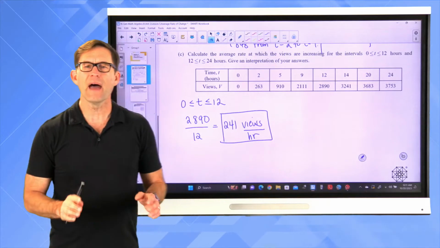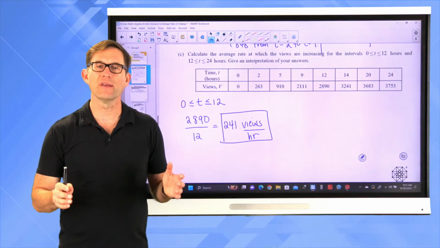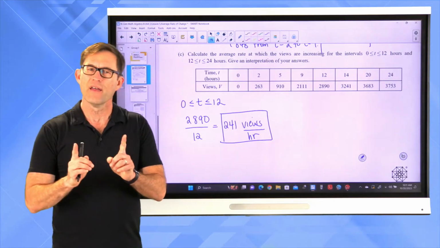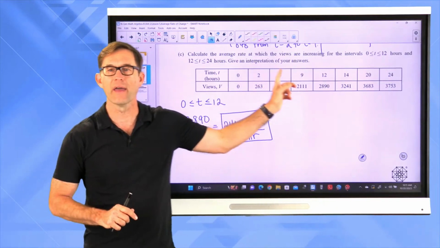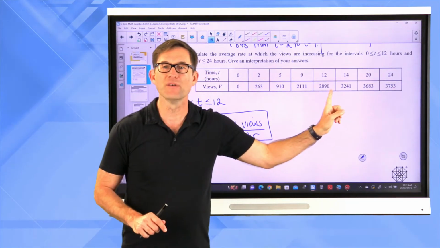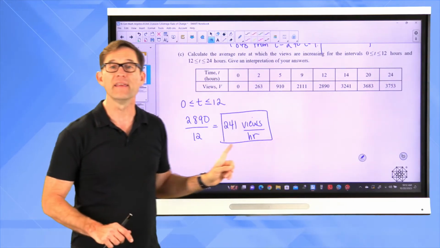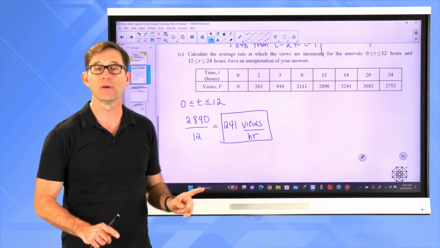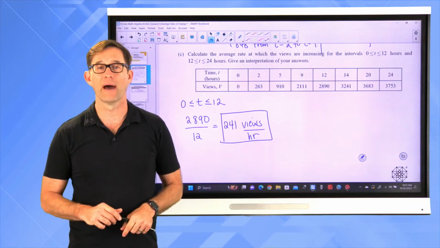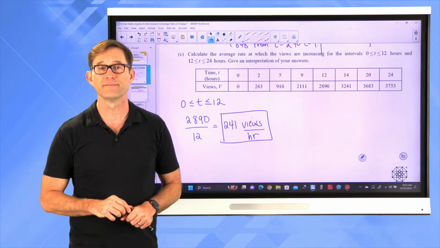Now, to figure out the rate at which it's changing for the last 12 hours, we have to go back to letter A and find out how much the views increased from hour 12 to hour 24, and yet again divide by 12 hours. So I'd like you to pause the video right now and go ahead and do that on your own.